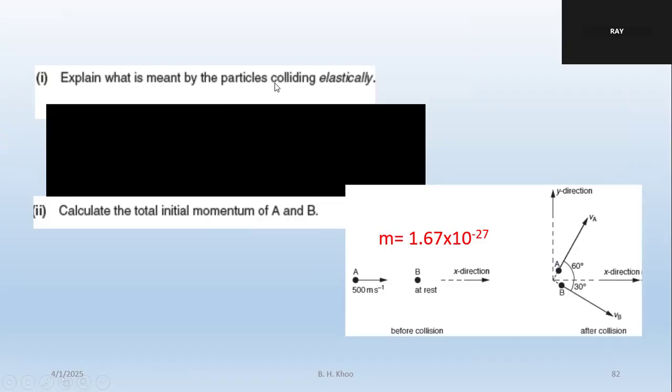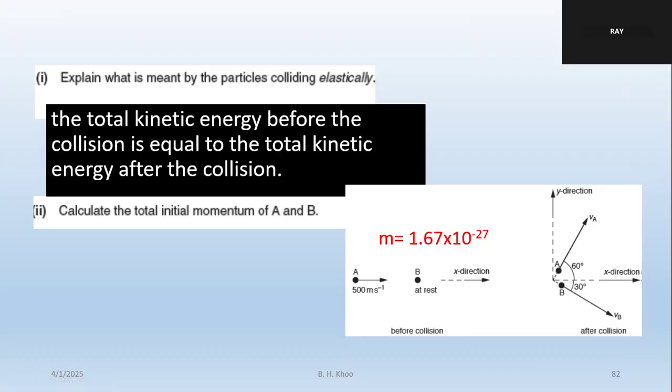Explain what is meant by particles colliding elastically. Can you tell me what is meant by particles colliding elastically? No loss, I mean kinetic energy is conserved. You must say kinetic energy before collision equals kinetic energy after collision. I cannot just say conserved. Right? Total kinetic energy before the collision equals total kinetic energy after collision.